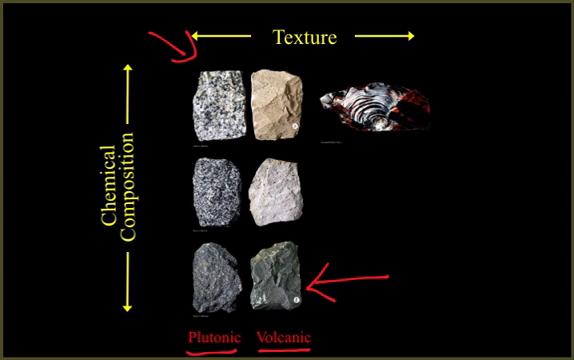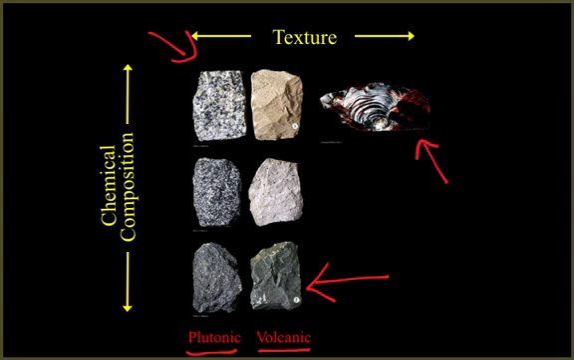We also have glassy volcanic rocks like obsidian, where the molten rock cooled so quickly that no crystals formed at all. It's just a glass matrix. So it's not crystalline material, and that's obsidian.